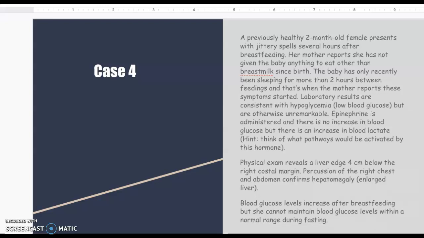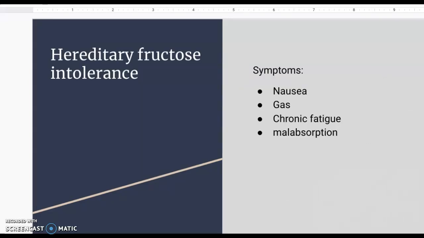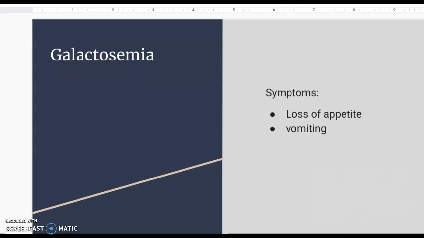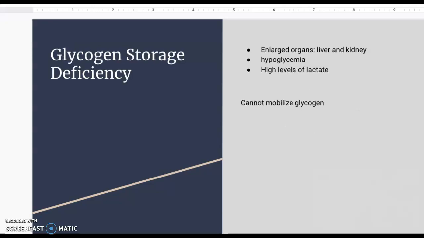So I did a process of elimination on this one. I went over the diseases that were given and listed off the symptoms to see if any of them matched with what this patient was presenting. So hereditary fructose intolerance, the symptoms for that are nausea, gas, chronic fatigue, and malabsorption, which the patient had none of. Galactosemia, which the symptoms were loss of appetite and vomiting. If the patient was breastfeeding, she did not have a loss of appetite and there was no mention of vomiting, so I did cross that one out.